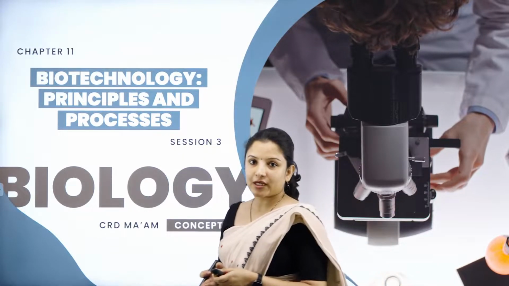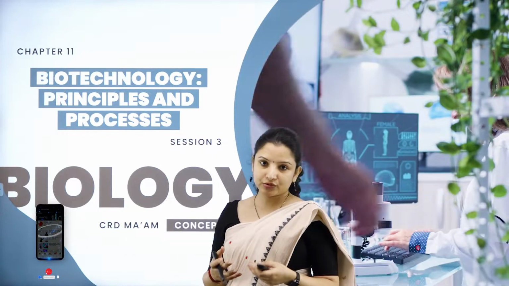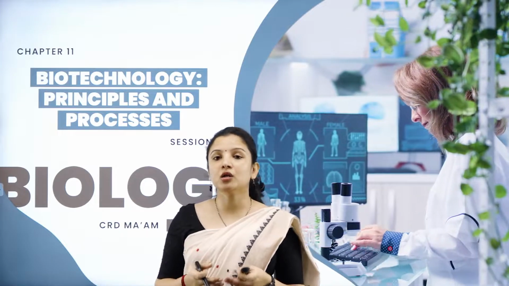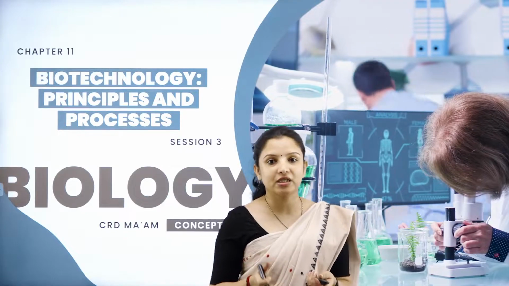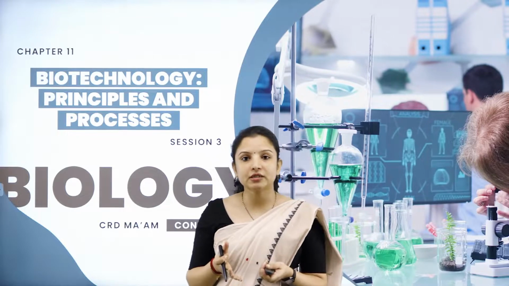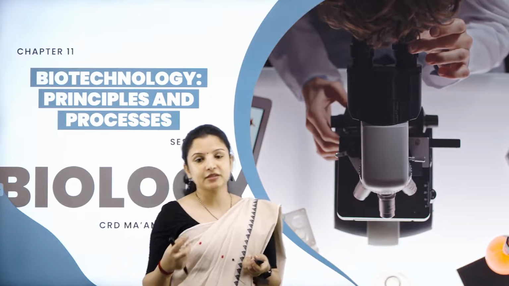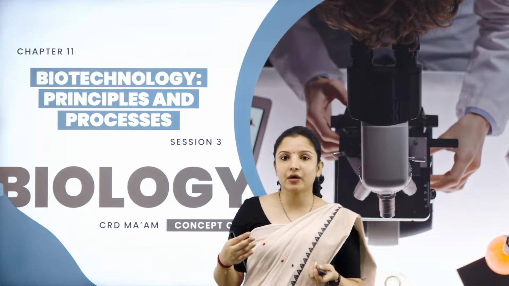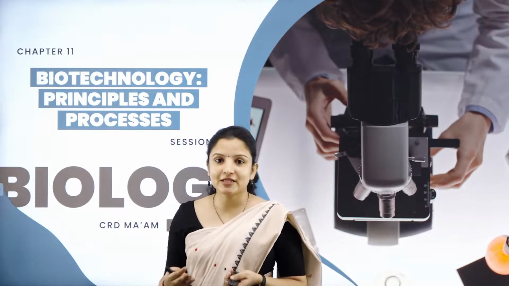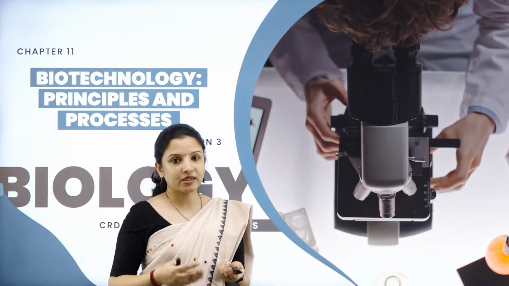So in the previous session of this chapter, we had discussed the tools in genetic engineering, right? Especially the tools that are used in recombinant DNA technology, wherein we had finished studying the restriction enzymes. We also learnt how to detect the DNA fragments by the polyacrylamide gel electrophoresis technique, and also we learnt about the cloning vectors. In today's session, we shall continue with the other tools that are involved in recombinant DNA technology.